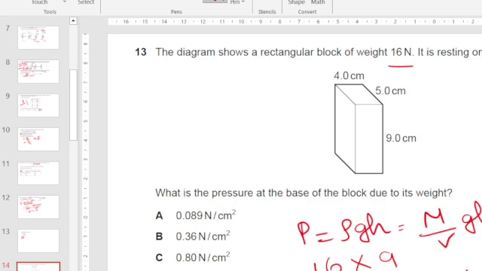So if we solve this for the 13th question, we'll end up with option C, 0.80 Newton per centimeter square. So the pressure at the base of the block due to its weight will be 0.8 Newton per centimeter square. So for the 13th question, option C is the correct option.